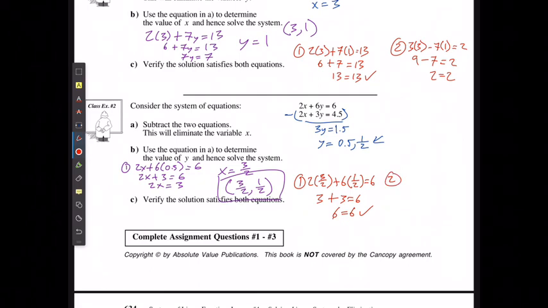For equation 2, 2 times 3 over 2 plus 3 times 1 over 2 equals 4.5. 3 plus 1.5 equals 4.5. And this one works as well.